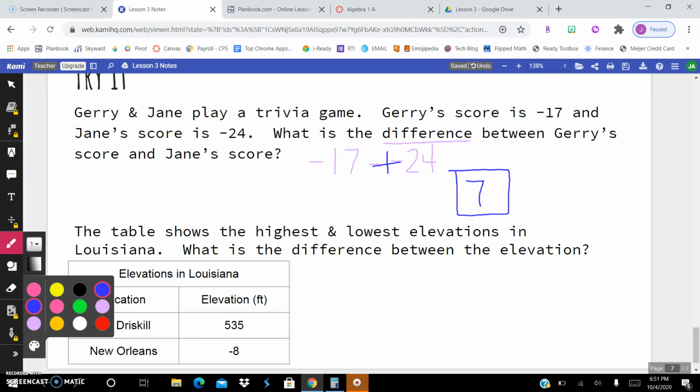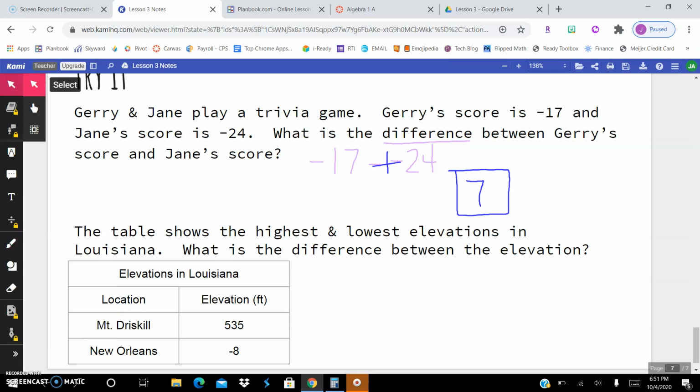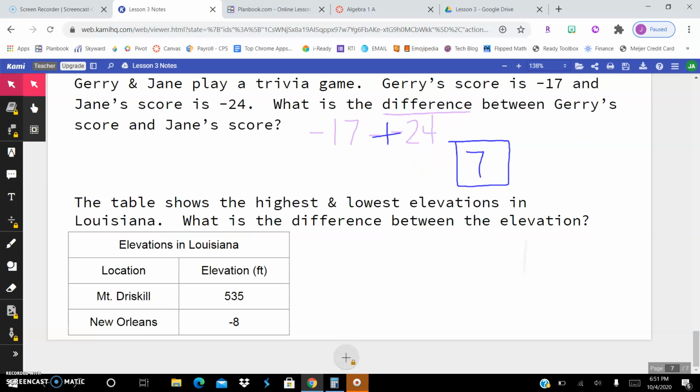The other way you could have thought about this problem is think about a number line. There's a dot at -17 and there's a dot at -24. How many hops would you need to take to get to the other dot? And you would have to hop 7 times.